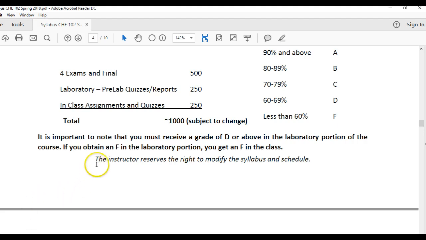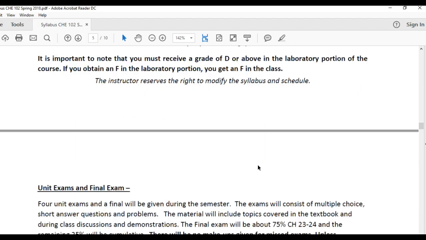I also want to point out, if you notice on every page, I say that I reserve the right to modify the syllabus and schedule. Usually, just so you know, if I do change it, it'll be to help you guys. It would never be to hurt you guys.